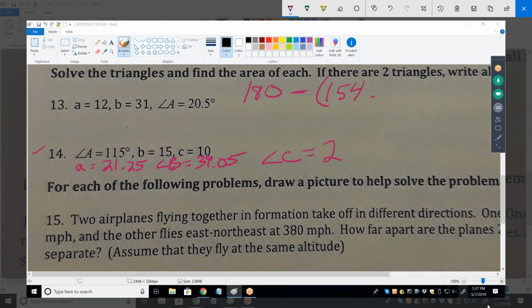So angle C is 25.95 degrees, and now you've solved the triangle. And now you can use that area formula, any of the three you want, to get its area.